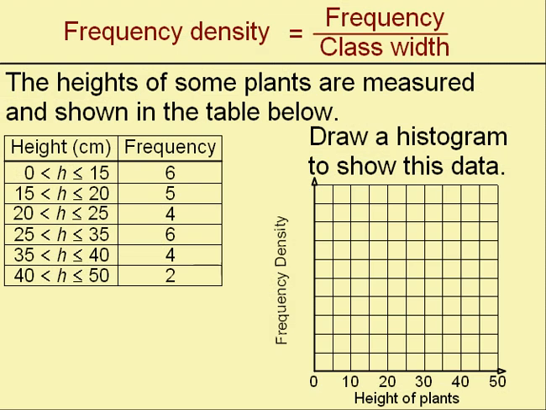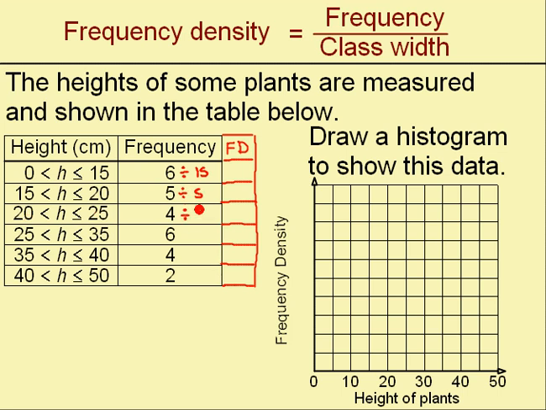So here's a typical exam question now. I'm being asked to draw a histogram to show this data. So the first thing I need to do is work out my frequency densities. So I'm going to put an extra column on my table, FD for frequency density. Remember, the frequency density is the frequency which I have here divided by the class width. The class width on the first one is 15, so I'm going to divide this by 15. Here it's 5, so I'm going to divide by 5.